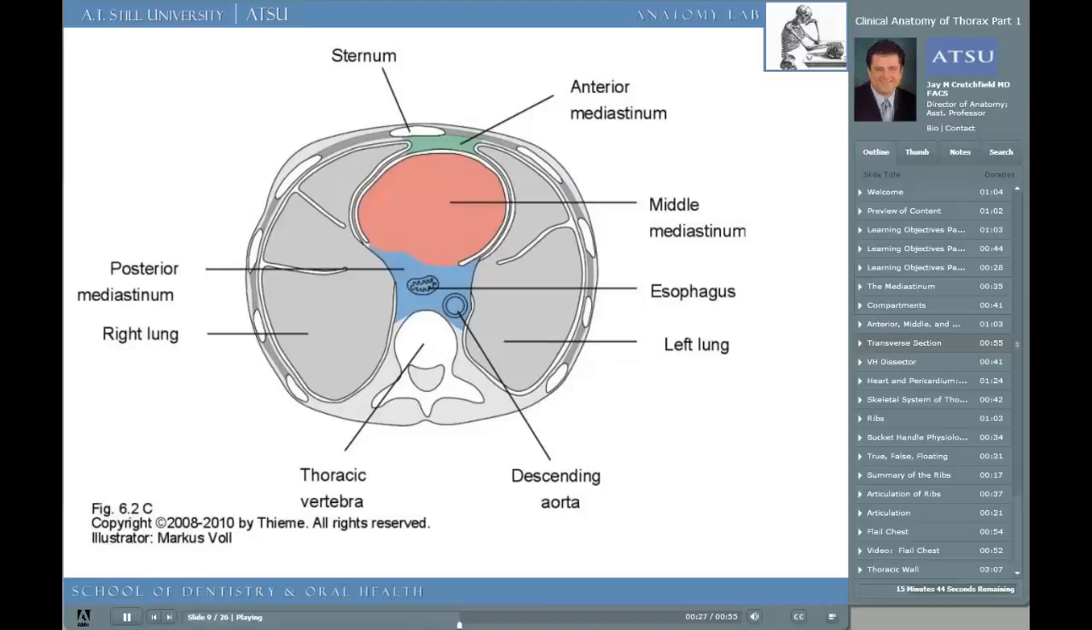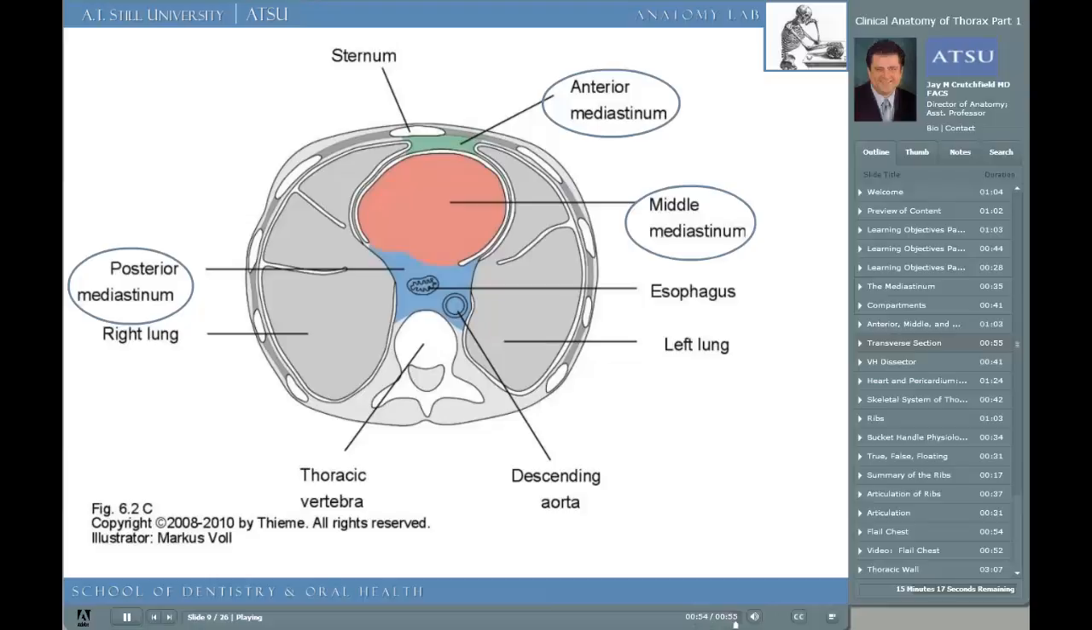Anterior mediastinum, middle mediastinum, posterior mediastinum. The posterior mediastinum contains the descending aorta as well as the esophagus and, of course, the sympathetic chain ganglia. This is probably the most important picture of the mediastinum and its relationship to the pleural cavities and to each other. Let's look at this image from VH Dissector and, moving in a clockwise fashion, identify the anatomy.